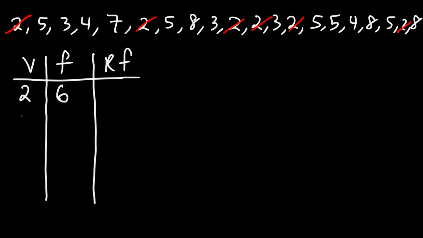Now let's move on to our next value. The next highest value is a 3. And we have 1, 2, 3 3's. So the frequency is 3 for that number. Next is a 4. And there's only 2 4's in this example. The next highest number is a 5. So there's 1, 2, 3, 4, 5 5's.